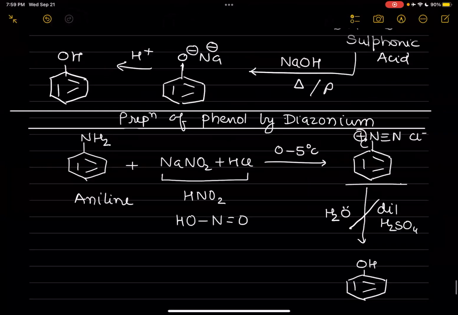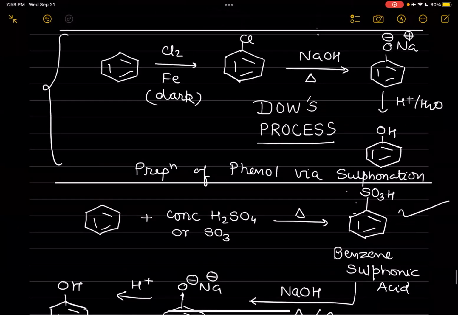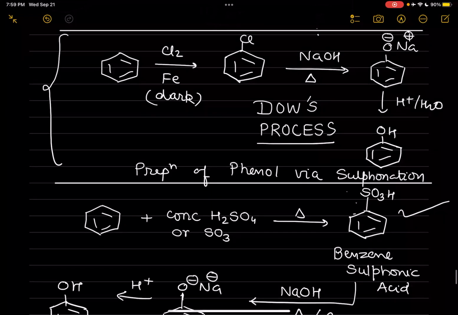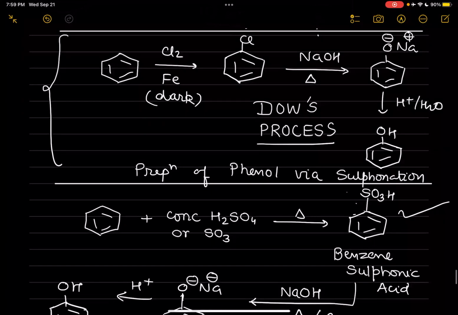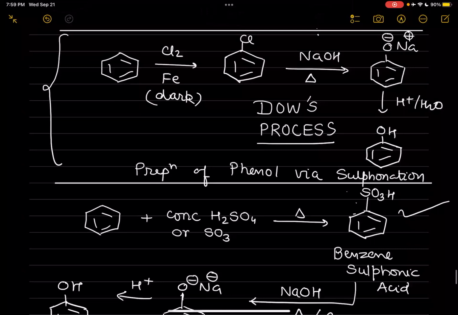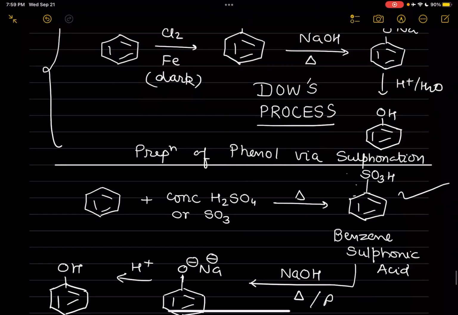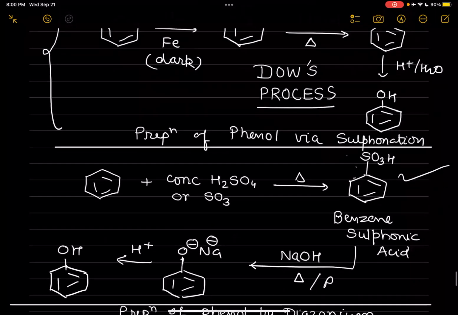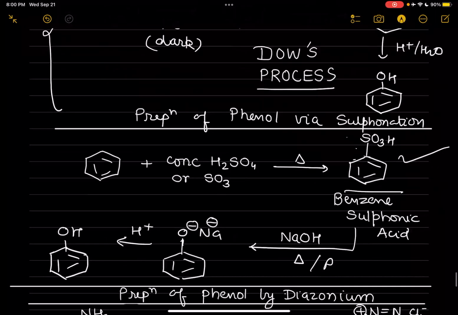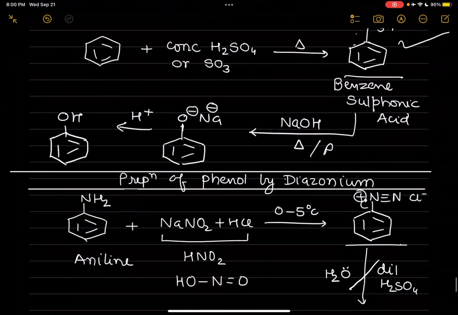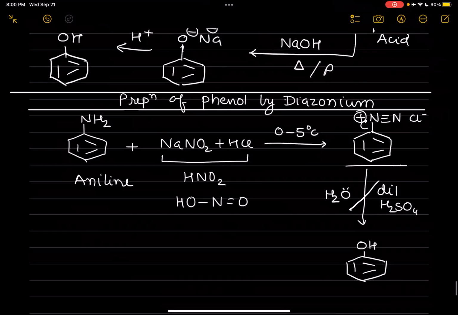Okay, so today we have seen three methods of phenol preparation. Dows process, that is by chlorobenzene and NaOH. By sulfonation, that is by concentrated H2SO4 plus SO3, that is oleum. You will get benzene sulfonic acid, then NaOH. Third method is by diazonium salt.